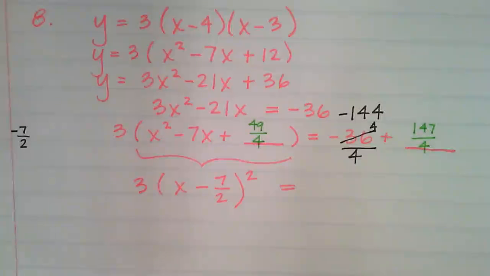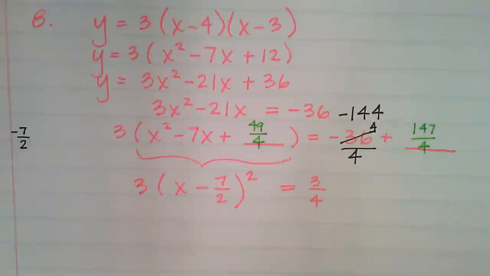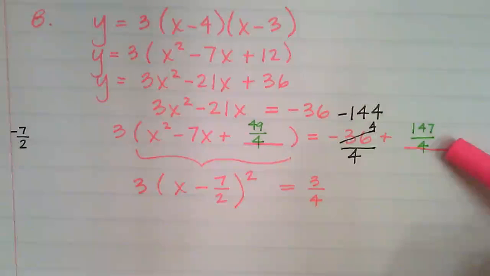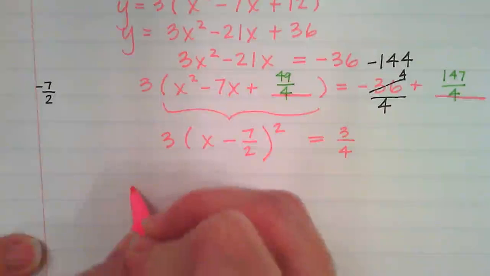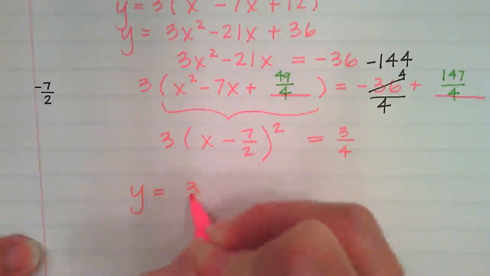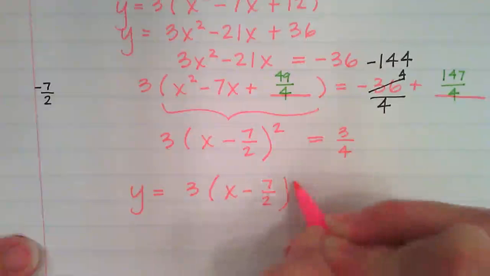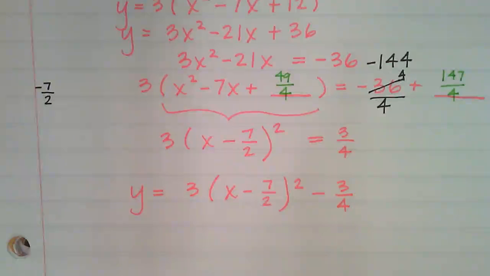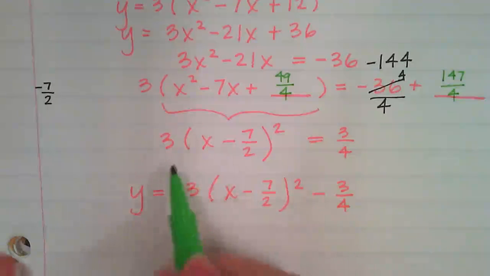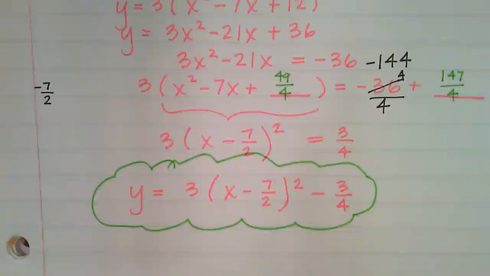So now I can easily add those two together, and it looks like 3/4. Negative 144 plus 147. And now I'm done. All I need to do is bring the 3/4 back to the other side. So y equals 3, x minus 7/2 squared minus 3/4. And that is the answer. So, ended with a fraction, which is awesome.